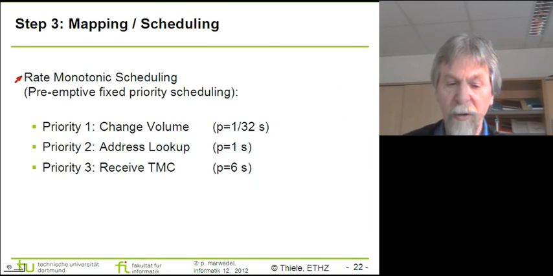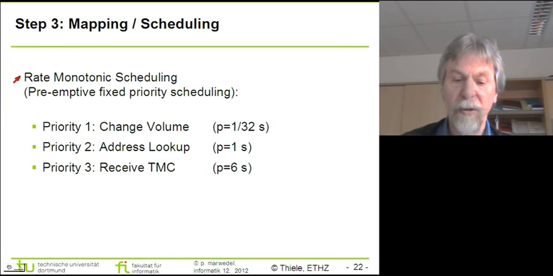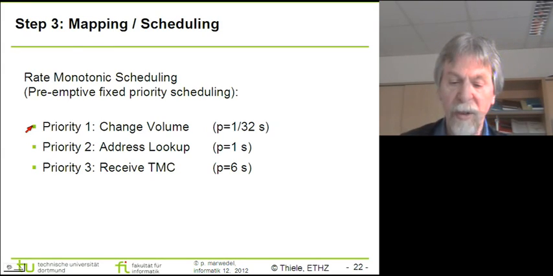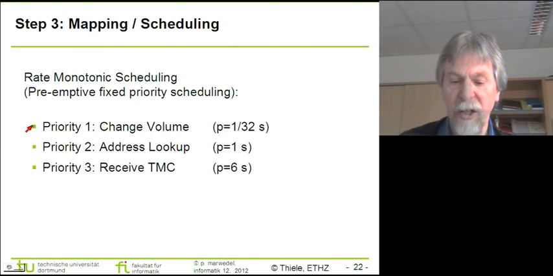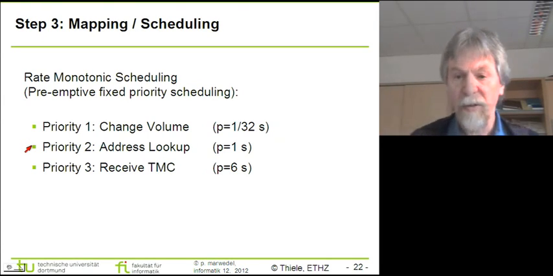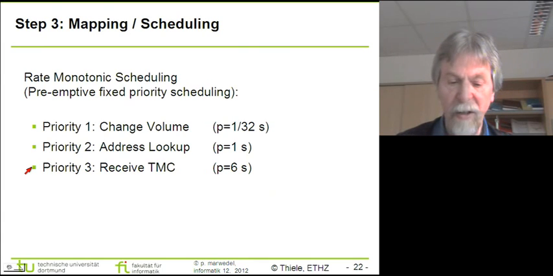We can then furthermore assume a rather simple mapping of the different applications to the different processes. We are assuming, and this will be motivated later in the next chapter, that we give the highest priority to that use case which can happen with the highest frequency, and that means changing the volume. We give the next lower priority to that use case that has the intermediate period, that means a period of 1 second, and we allocate the lowest priority to that use case that has the largest period.